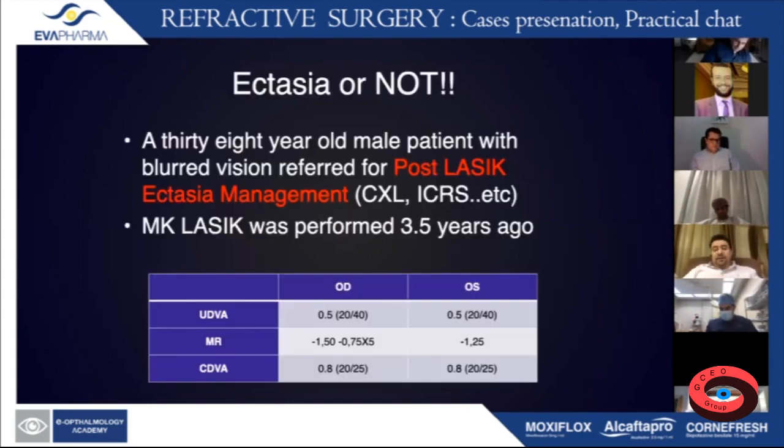A patient referred to me is a male patient, 38 years old, with blurred vision, post-LASIK, done 3.5 years ago. His vision is 20/40, corrected with -1.5 to 20/25 in the right eye. In the left eye, he doesn't have astigmatism, just -1.25, correcting to 20/25. Let's have a look at his maps.